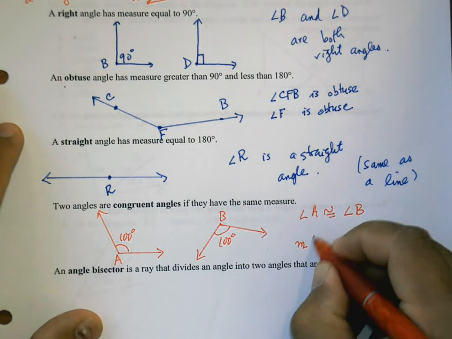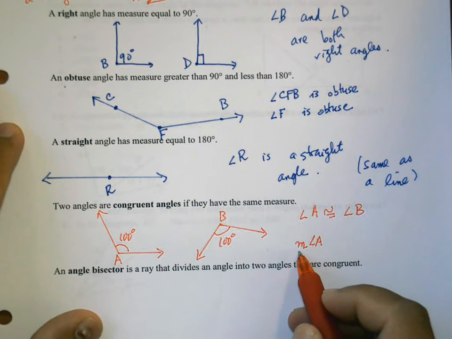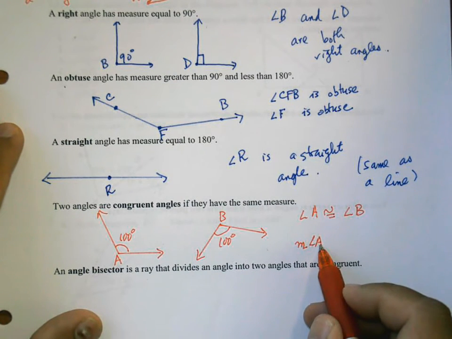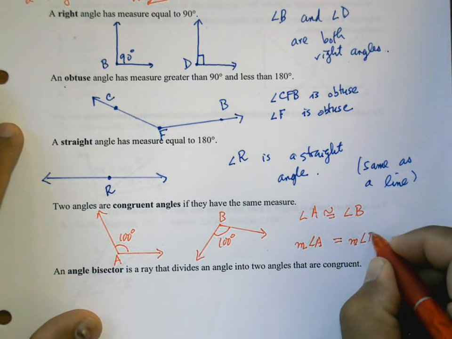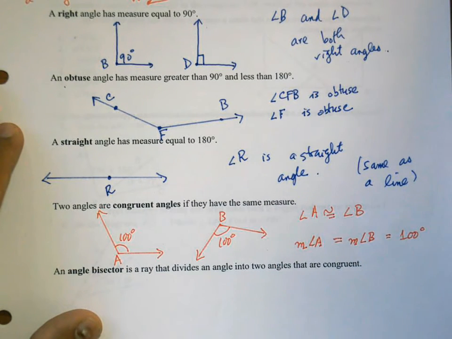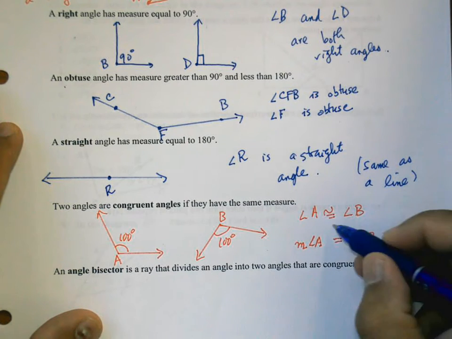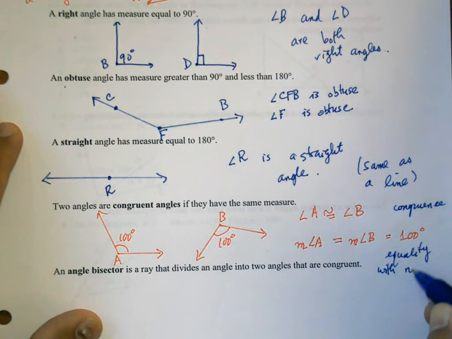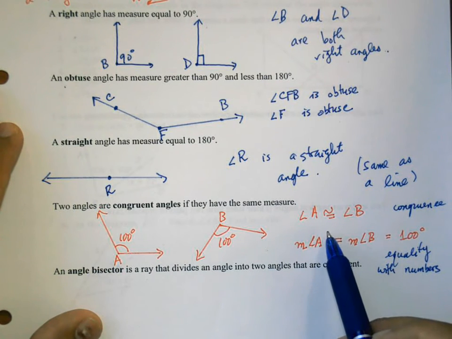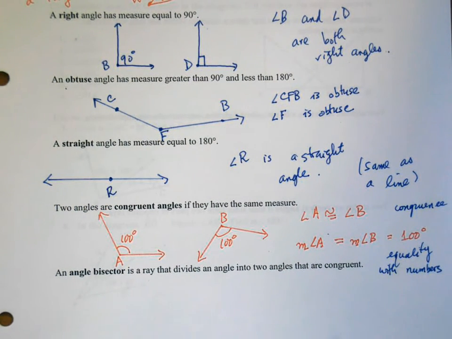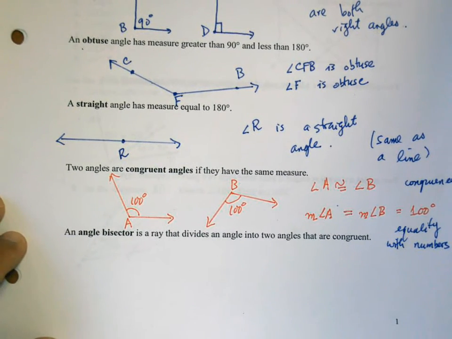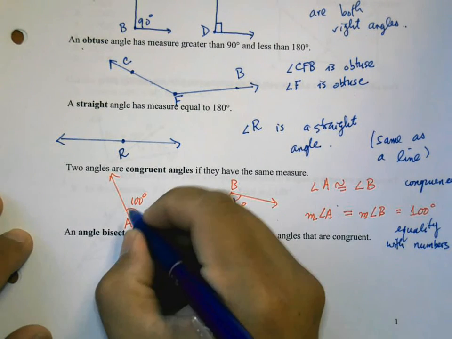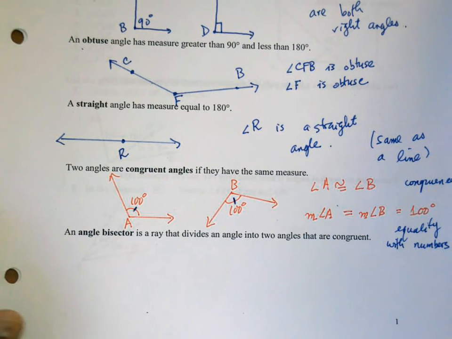We could also say the measure of angle A, and that's what this notation means: a small m, the angle symbol, and then the name of the angle, is equal to the measure of angle B, which in this case happens to be 100 degrees. This symbol is used to indicate congruence, and this equal sign is used to indicate equality. Equality is typically used when you have numbers. The congruent symbol usually means they're the same shape and the same size, but sometimes we know the actual numerical value and sometimes we don't. You will also see tick marks used on angles to indicate that they are congruent.